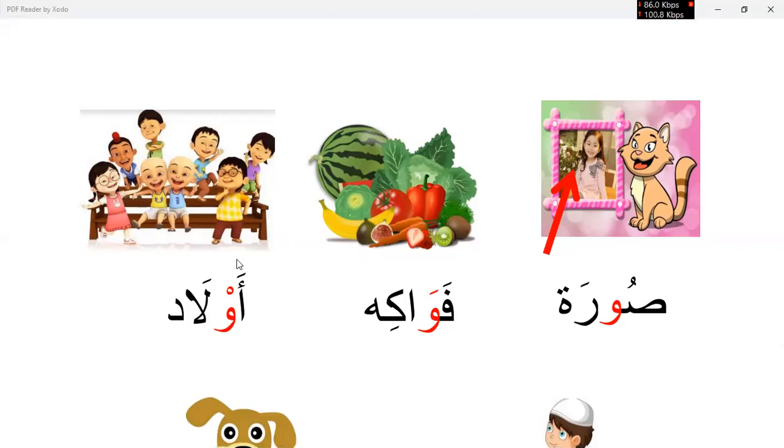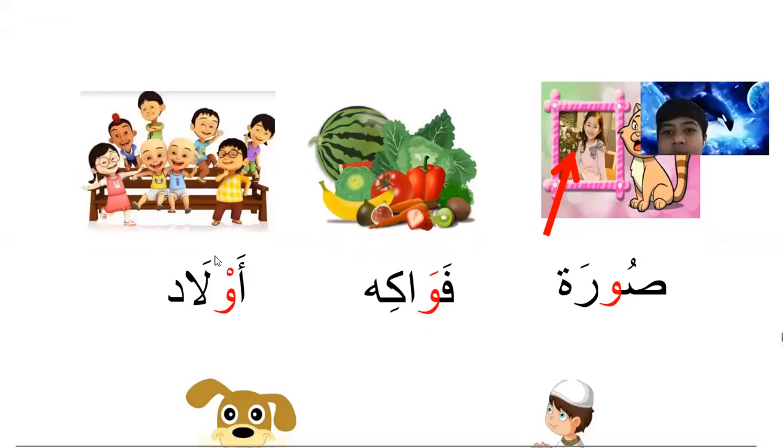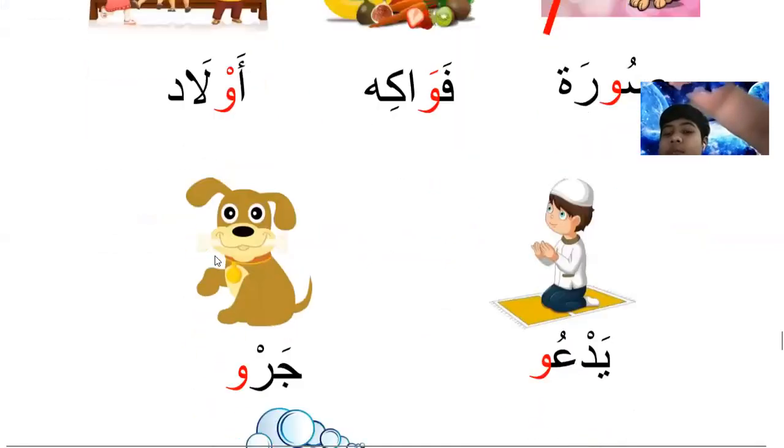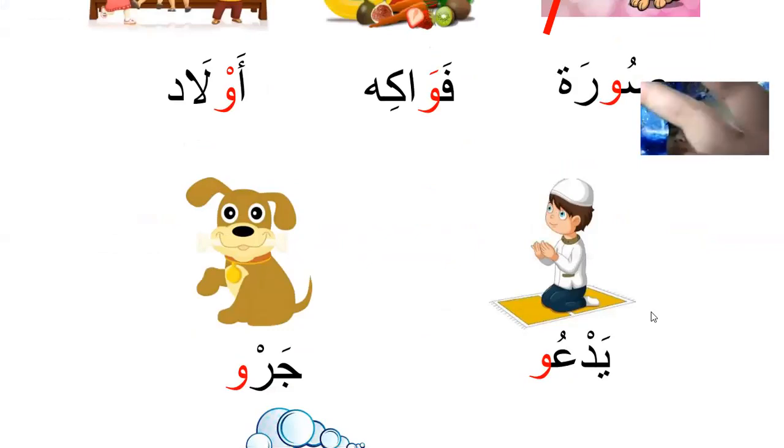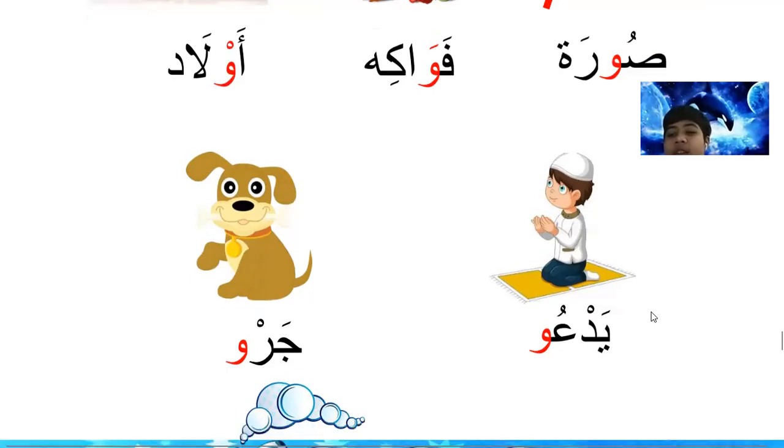For vegetables, we call them khadrawat in Arabic. Okay. Then we have awlad. Children. Awlad means children, kids. Yad'u. Pray. He is praying. Jarw. Puppy. Okay. Jarw means puppy, okay? Oh, puppy. Yes. Puppy.